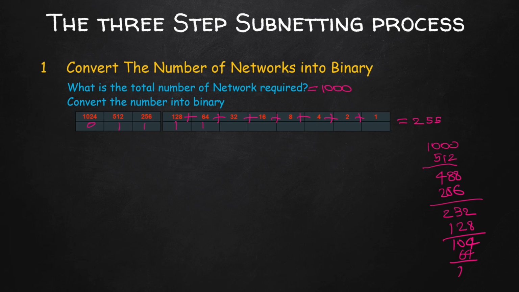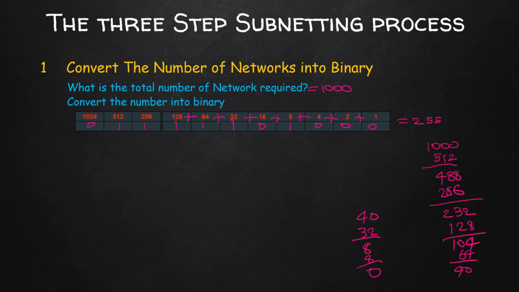It's coming 40. Now 32 we can take. So 40 minus 32 is equal to 8. And 16 we cannot take because we need only 8. 8 we can take. Okay. So 8 minus 8, then it is equal to 0. All the values completed. Now remaining we can take 0, 0, 0.